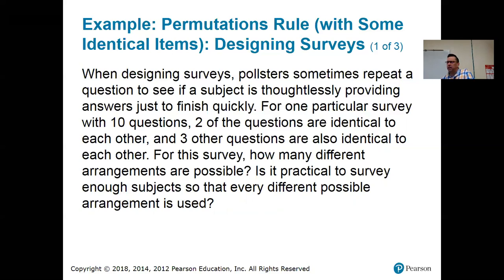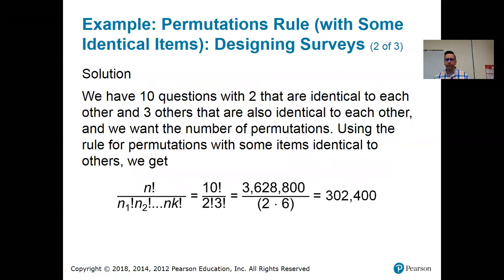Another surveying technique that is sometimes used is they'll jumble the order of the questions and see if that makes any difference. Hopefully it doesn't. But sometimes people get tired of filling out the survey. They'll stop partway through, so that's also a way of getting each individual question to be answered enough times. Okay? So you have 10 questions with 2 that are identical to each other and another 3 that are also identical. So the number of different ways to put those in order would be 10 factorial divided by 2 factorial times 3 factorial.